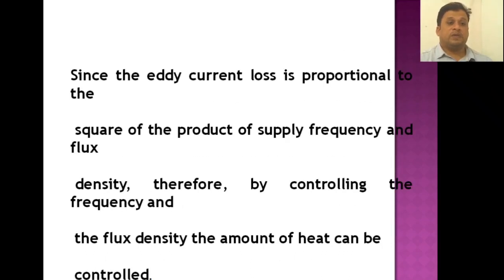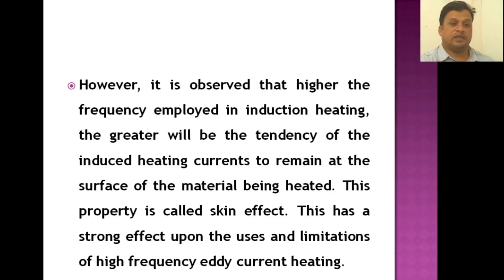The eddy current loss is proportional to the square of the product of supply frequency and flux density. So, what is the eddy current loss proportional to? It is proportional to the square of the product of supply frequency and flux density. Therefore, by controlling the frequency and the flux density, the amount of heat can be controlled. So, eddy current losses, or the heat, can be controlled with the help of changing the frequency as well as flux density.